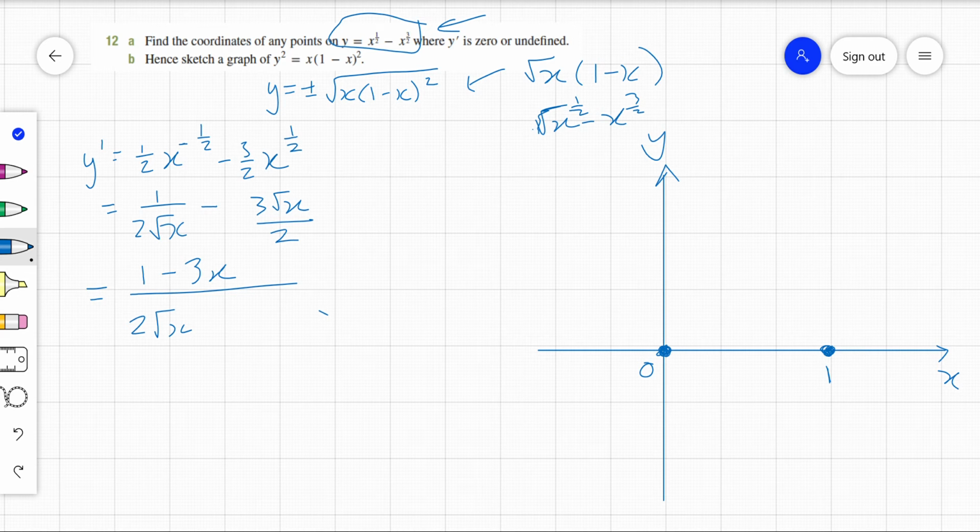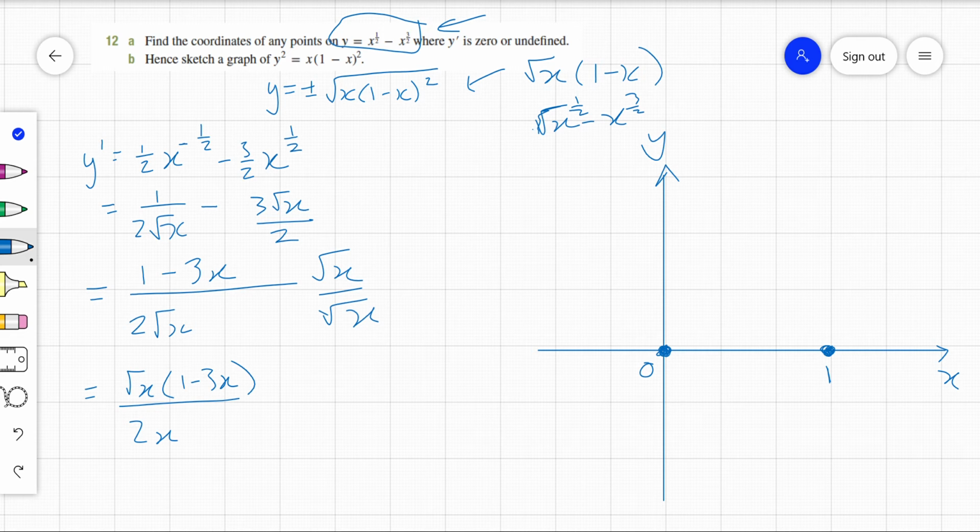I've got a half, x to the minus a half, minus 3 on 2, x to the half. So I have 1 on 2 root x minus 3 root x on 2, which is correct. All right, say I wanted 2x instead at the bottom, so there's not a square root on the bottom. So let's make that 2x and rationalize the denominator by timesing by root x on root x. What would I have? I would have root x, 1 minus 3x, and 2x on the bottom.